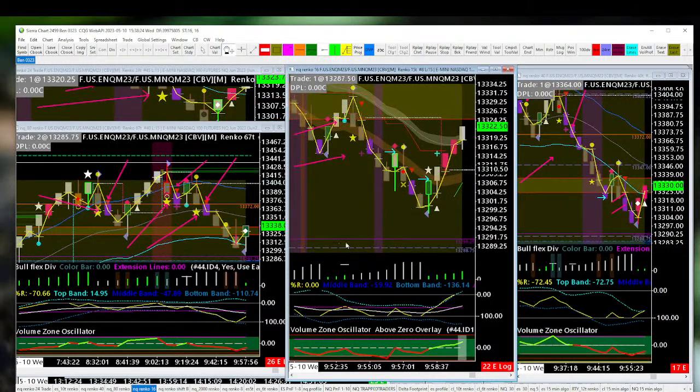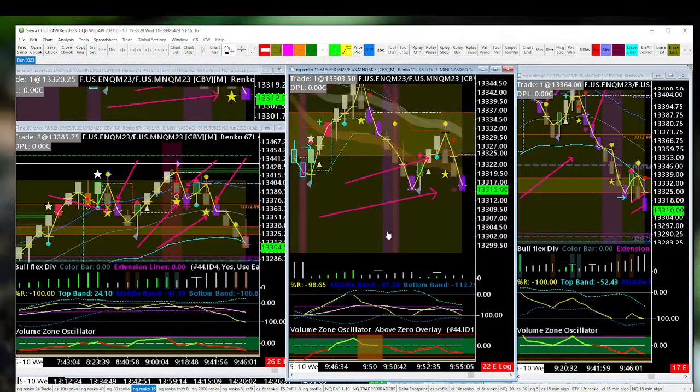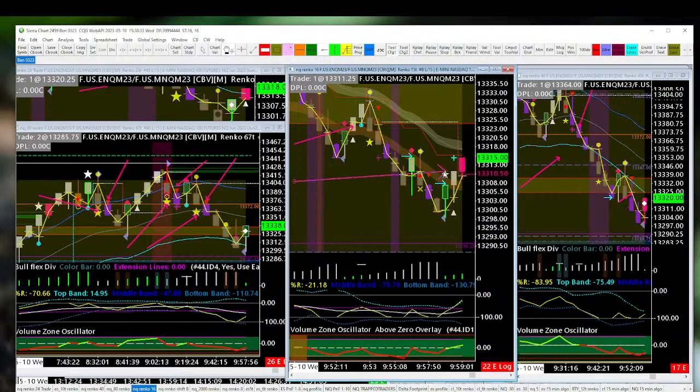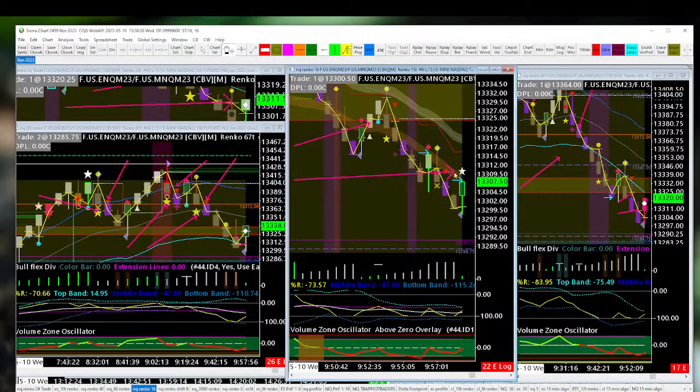Okay, so here we had the first divergence, right? That was divergent, gave us a triangle up, it totally failed, right? Then we got back down here, we got a star, see that? And that one also, lower low, higher low. And see how this one kind of gradually went around? Now, it's not technically bullish unless we can get the VZO above the zero line, and it technically has to defend the zero line as well.